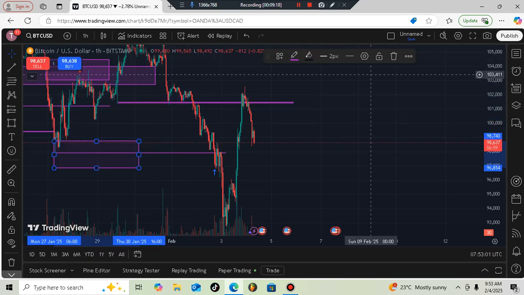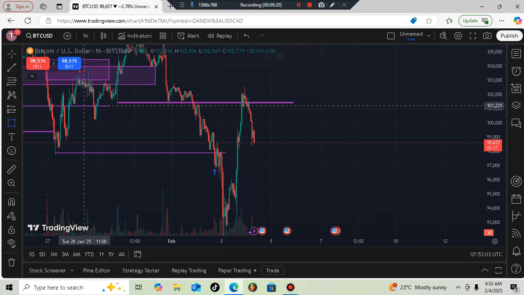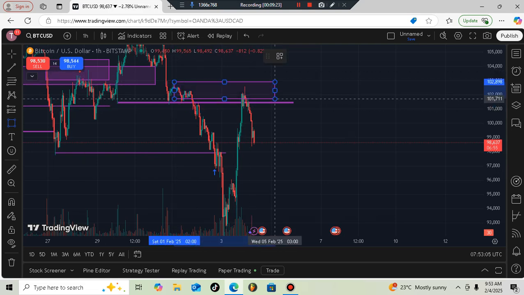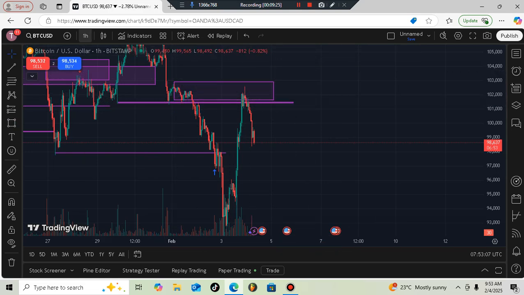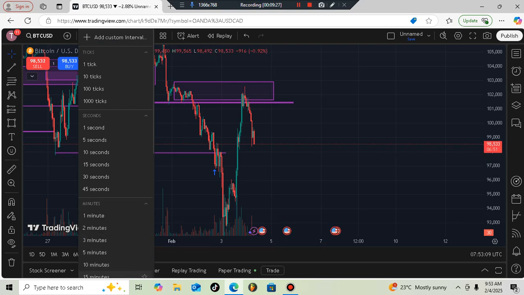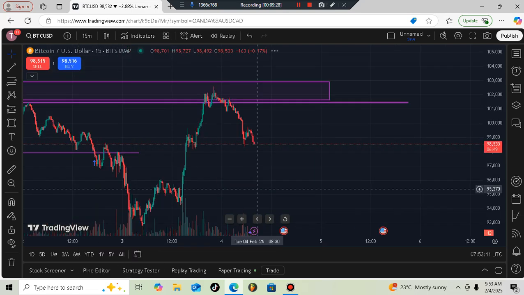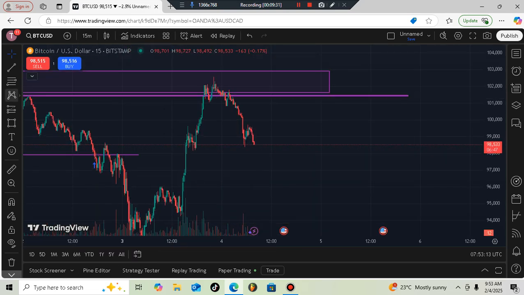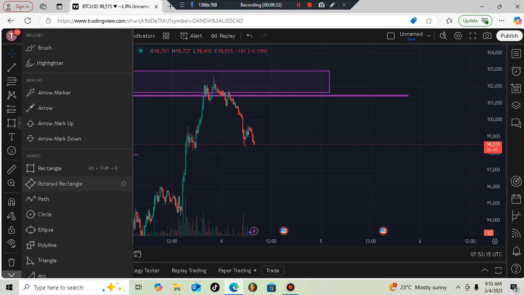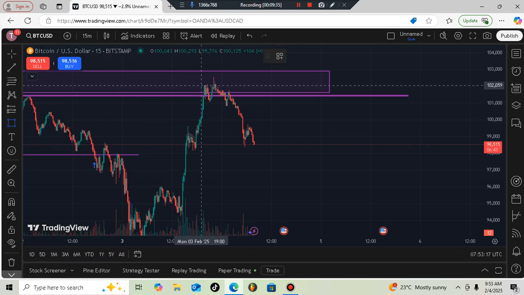It was then coupled with the supply zone right here. Very, very nice stuff that I like to see. And obviously, when you drop down to your M15, M5 for a minute, you want to look at it properly. Market then came to that area, gave us a nice M formation right there.